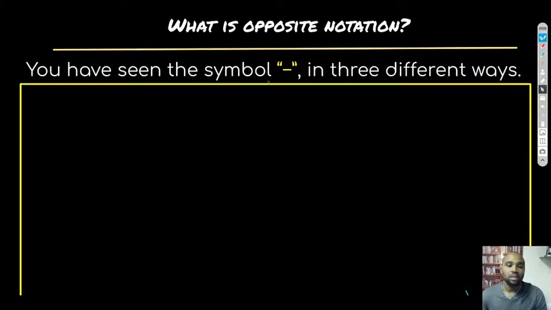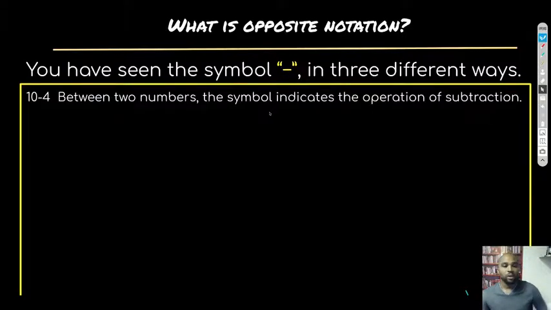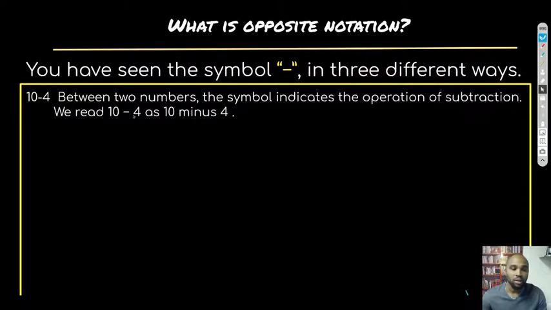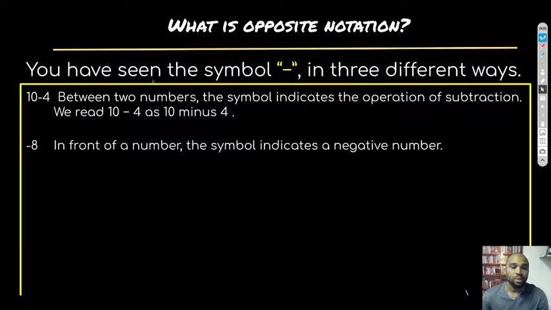So what about opposite notation? You've seen this little dash symbol before, in 3 different ways. So let's talk about those 3 ways. When we talk about opposite notation, that's often the symbol we're discussing. This little dash can mean something opposite. So here's one way: 10 - 4. Between 2 numbers, the symbol indicates the operation of subtraction. We read it as 10 minus 4.